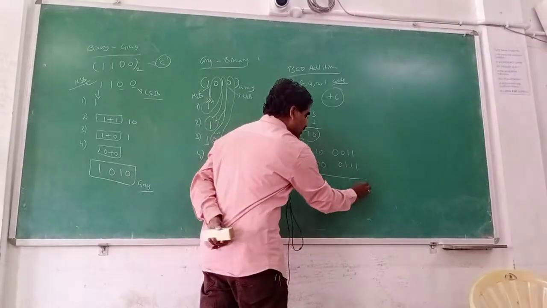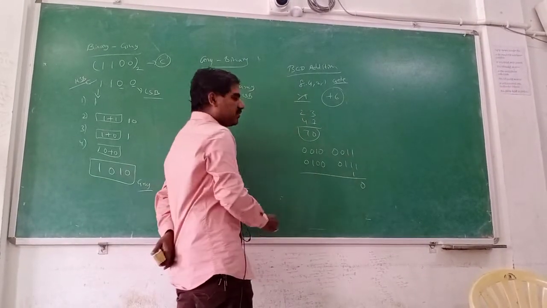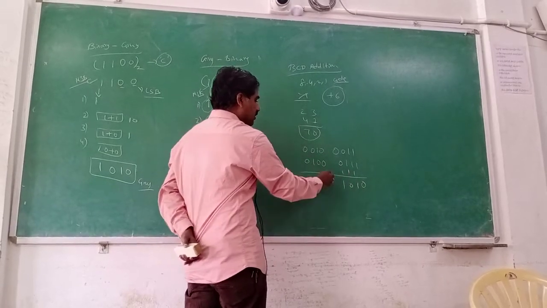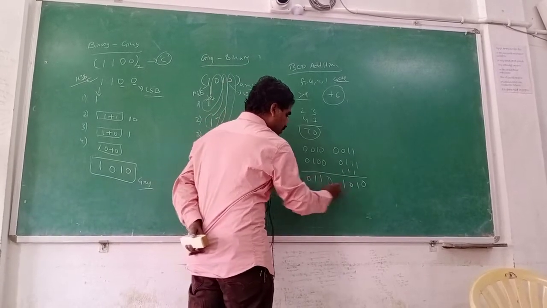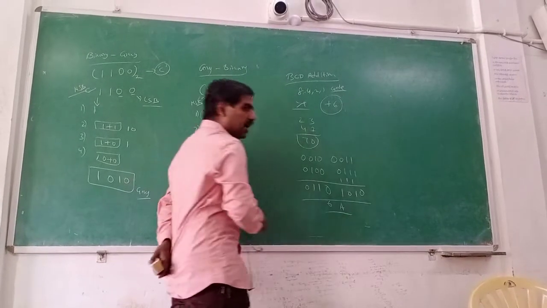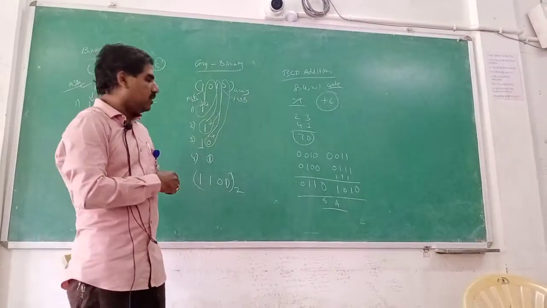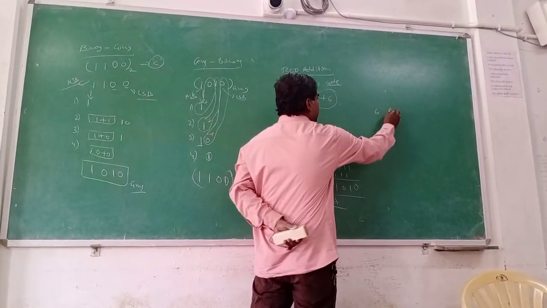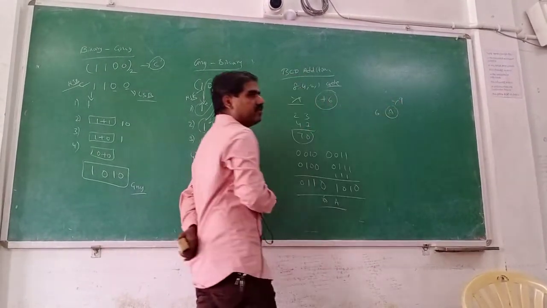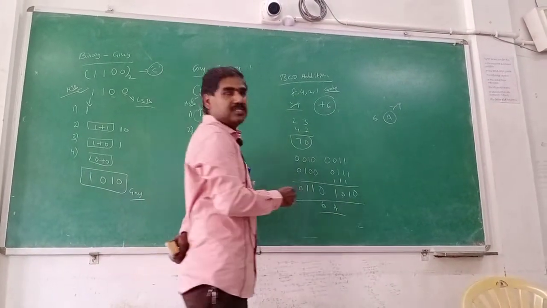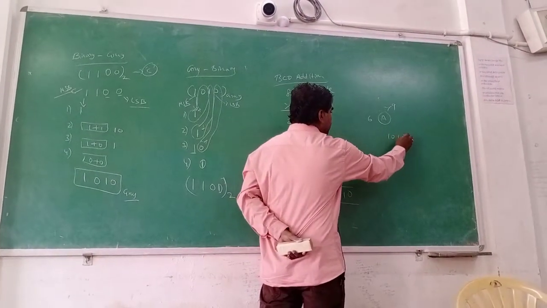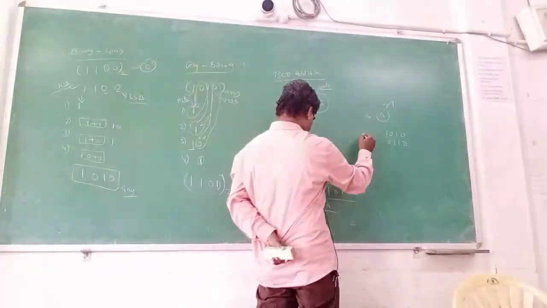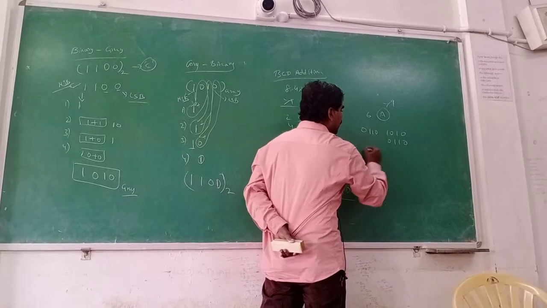1 plus 1, 0 with a carry 1. 1 plus 1 plus 1, 1 with a carry 1. 1 plus 1, 0 with a carry 1. The result is 1 0 1 1 0. The answer is 6A. The sum is converted to BCD, again 6A. Here A is greater than 9, so we have to add 6 to the LSB part, nothing but 1 0 1 0 plus 0 1 1 0.